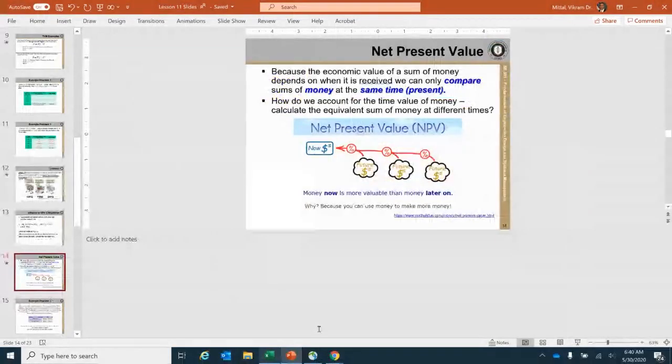All right, so that wraps up the first block of lesson 11. Tune back in where we will talk about calculating net present value.